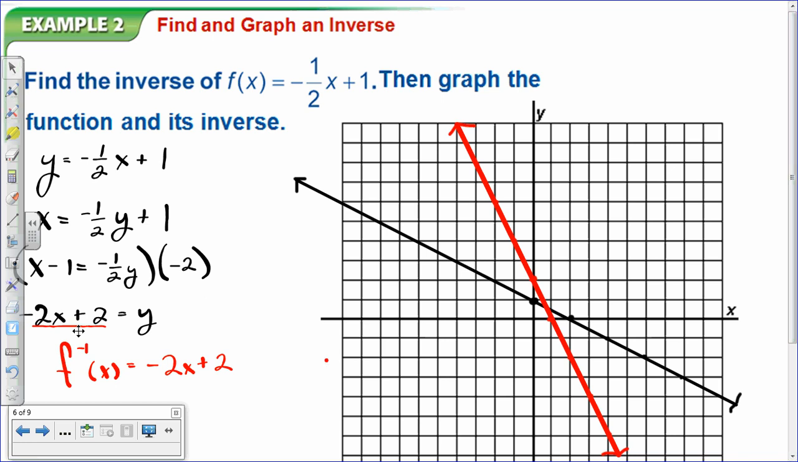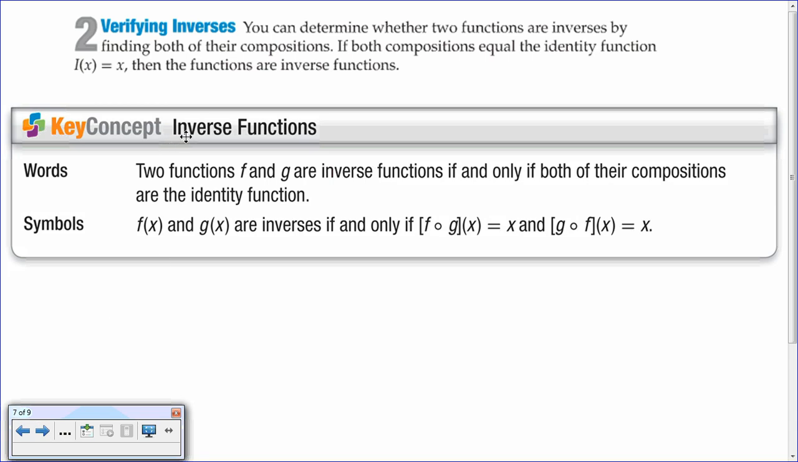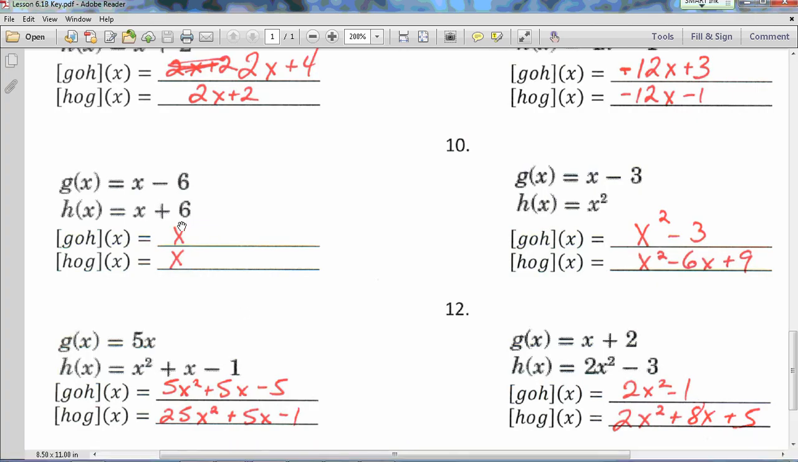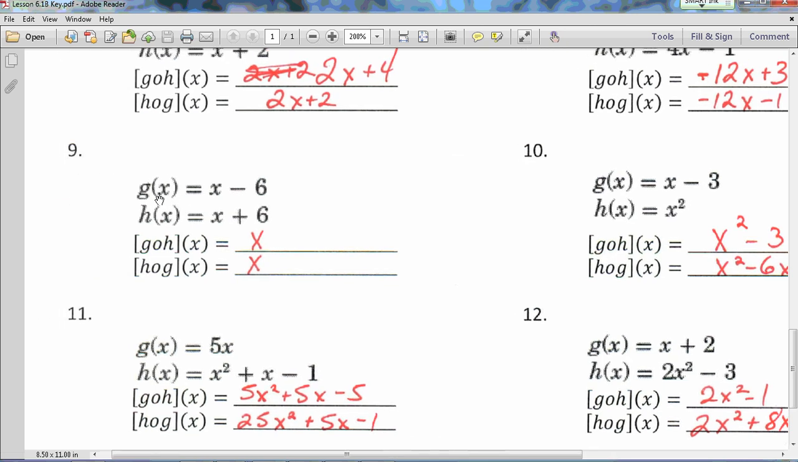Okay, the last thing that I want to cover in today's lesson is verifying inverses. You can determine whether two functions are inverses by finding both of their compositions. Now this is what we did in yesterday's lesson. If both compositions equal x, then the functions are inverses of each other. Direct your attention to the previous day's assignment. You'll notice that in this problem right here, I believe this was problem number 9, both of these were equal to x. That means that these two functions were inverses.